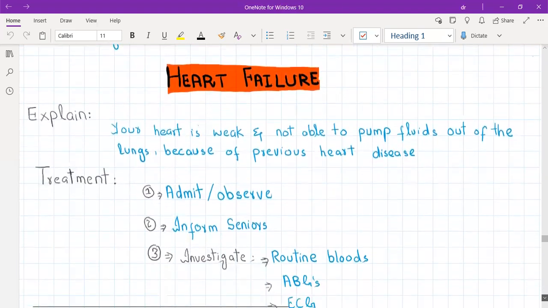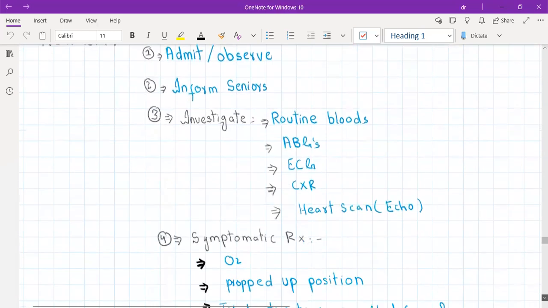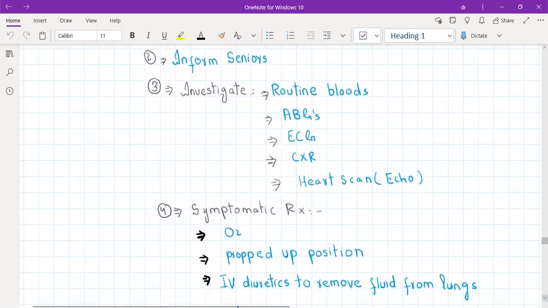What you are going to do for this patient is either admit or observe, depending upon the severity. You will inform your seniors and you will do some routine blood tests. You will do an ABG, ECG, chest X-ray, and heart scan. Heart scan is basically an echo.